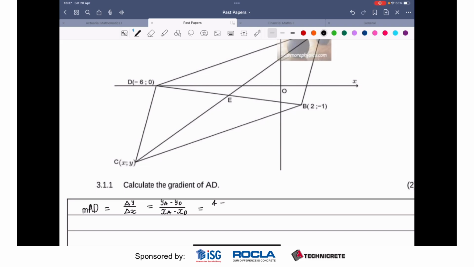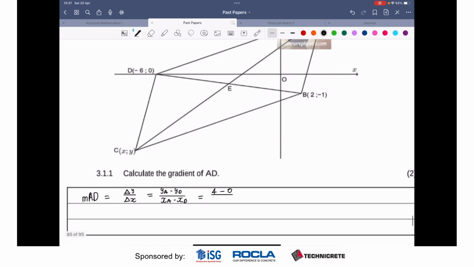minus the y value of D, which is 0, and the x value of A is also 4 minus the x value of D, which is negative 6. Now 4 minus 0 is 4, and 4 minus 6 is 4 plus 6, so this is 10. And I can simplify this. I can divide the numerator and the denominator by 2. So I have that the gradient is 2 over 5.